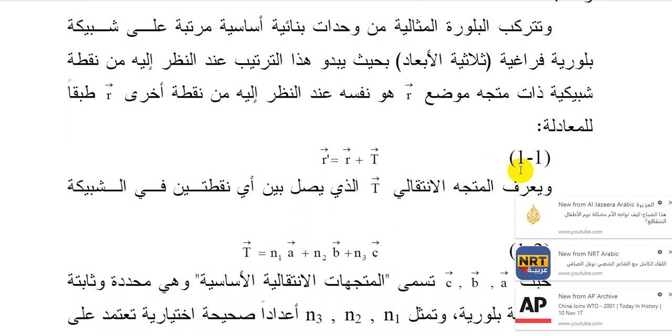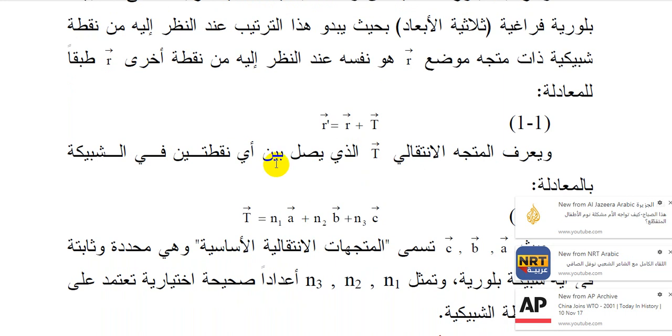In figure 1, the position vector r'' equals r' plus T, and the translational vector T that connects any two points in the crystal lattice system is defined by the equation T equals n1 a plus n2 b plus n3 c.